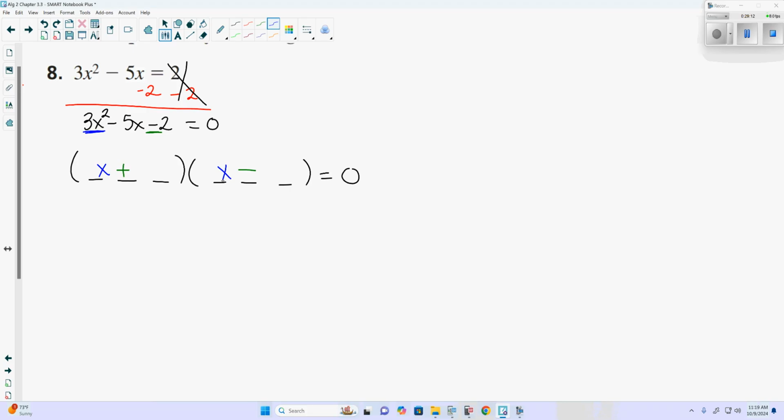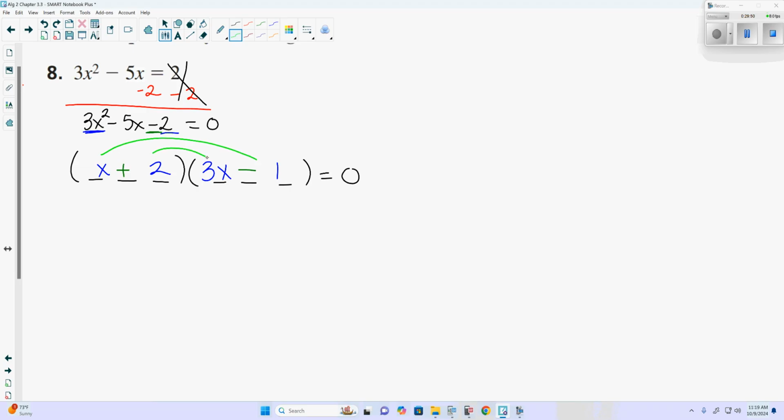Our next step after that is to find the factors of the first and third term. Our first term is 3x squared. Factors of 3: 1 and 3. So where do you want to put the 3? And our factors of x squared are just x and x, so we can plug those in. Factors of 2: 1 and 2. We can flip it, do 2 and 1.